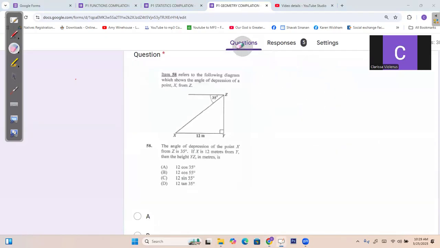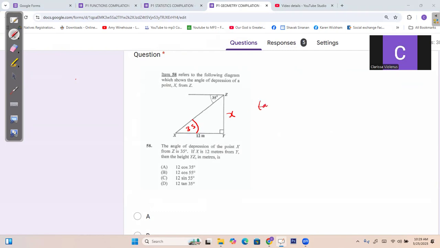This is something similar to what we did before, but let's just make sure. The angle of depression is 35, if 12 meters, you see it's different because 12 was the height. No, 12 is not the height, 12 is the base. So now they want the height. So this would be our x now. So that means here is 35, right? So, because remember the z.